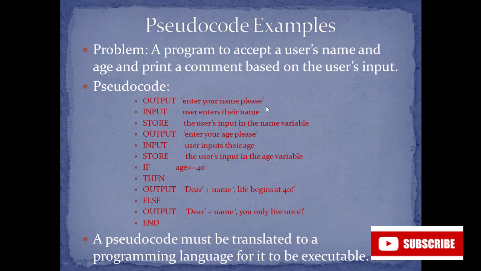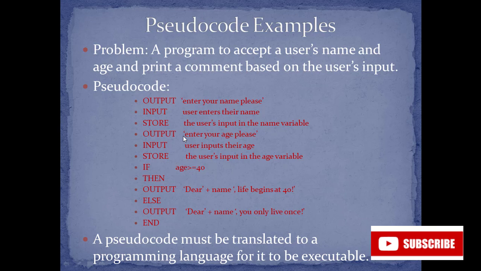So let's start from the first statement. The computer requires a name from the user, so it says enter your name please. The second statement, the user enters their name. So if your name is Peter, for example, the user types in Peter. The computer knows that it should store Peter as the variable name, right? So let's say it chooses to make it short by using the letter P.